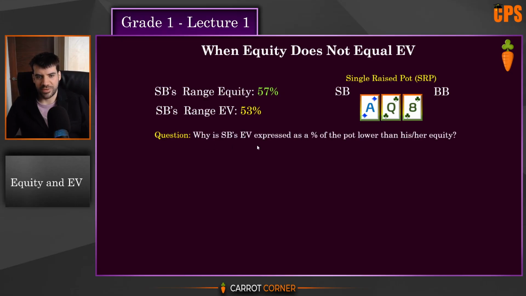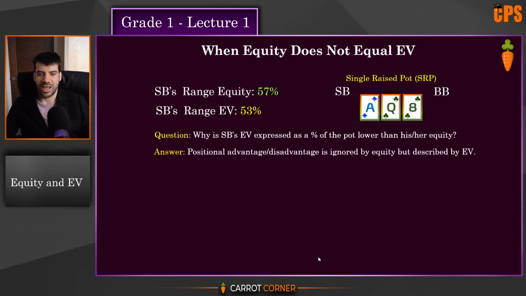Why is small blind's EV, expressed as a percentage of the pot, lower than his or her equity? And the answer is, of course, positional advantage or disadvantage is completely ignored by equity, but described fully by EV. That's why these are not the same number.